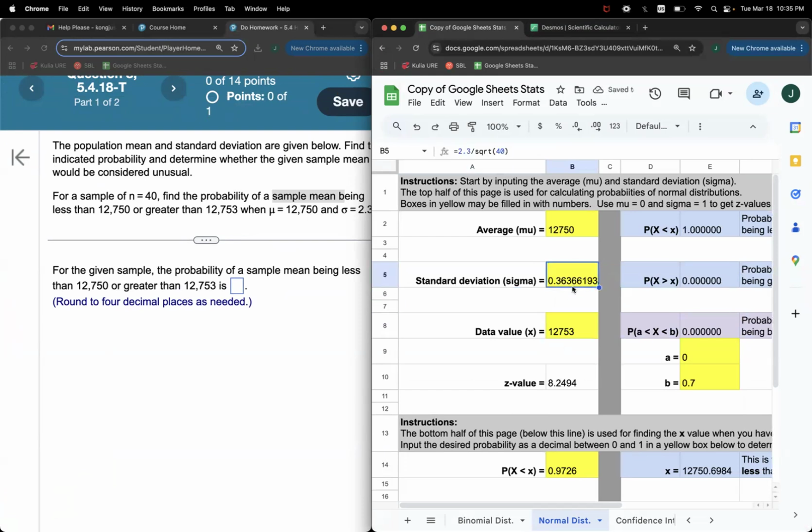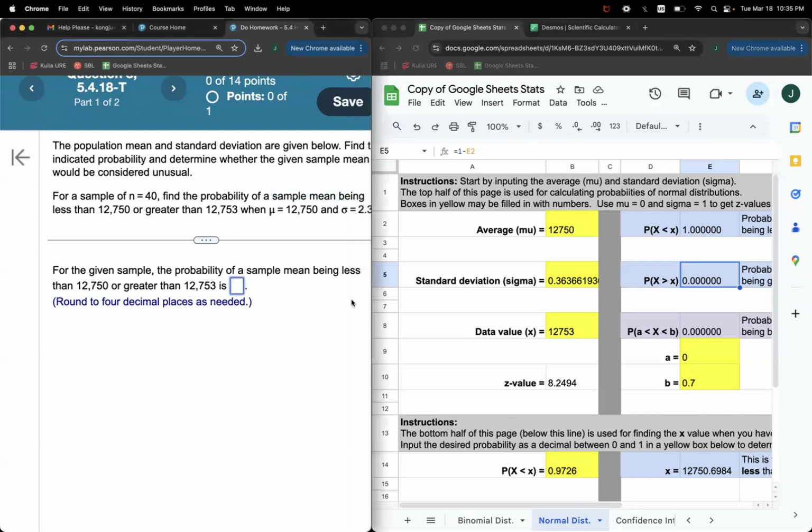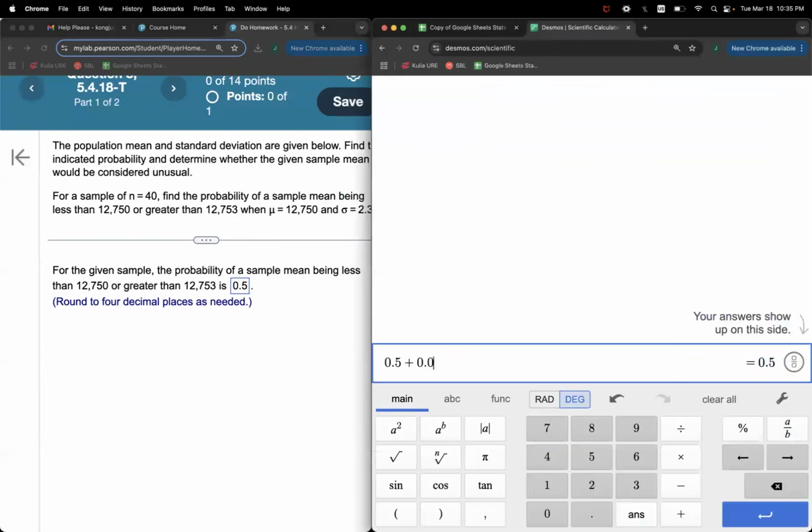Critical step, because the probability of a sample mean being far from the mean is much less than for the original values. So let's go to the same values. The original one was 12,750. Notice that it's still 50%, because that's still exactly the mean. For 12,753, the probability is so tiny that to six decimal places it's actually zero. So it's very unlikely that your sample mean is greater than 12,753. When I add them together, it's 0.5 plus 0.0000, which is still 0.5.